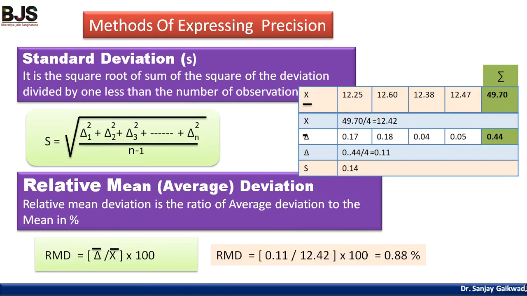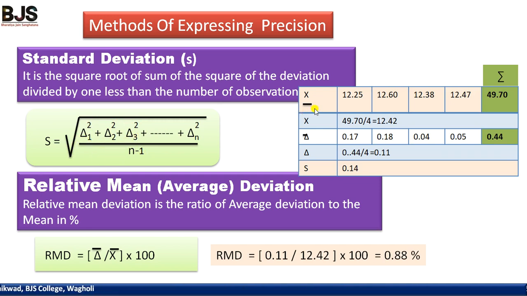Now in case of the standard deviation, it is denoted by S. It is the square root of the sum of squares of the deviations divided by one less than the number of observations.